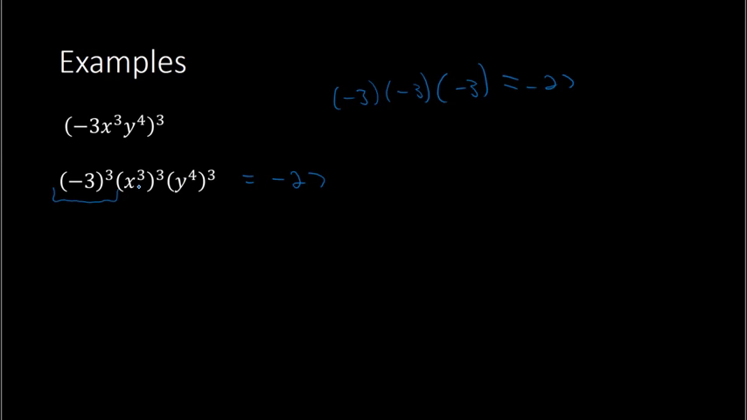And then x to the third power. We have a power to a power, so we multiply 3 times 3 to get 9. So that would be x to the 9th power. And then the y's, we have y to the 4th power to the 3rd power. So power to a power, I multiply 4 times 3 to get 12. So I can have my final answer as negative 27 times x to the 9th times y to the 12th power.